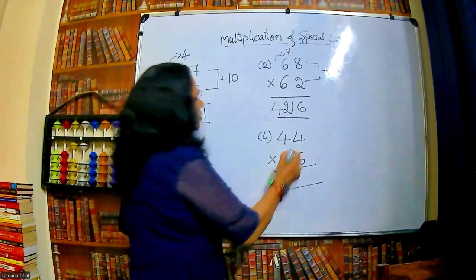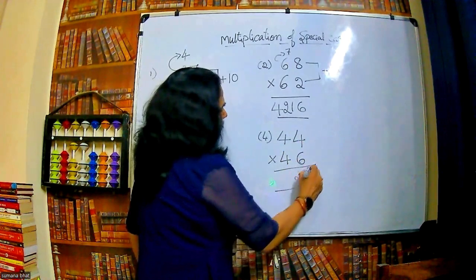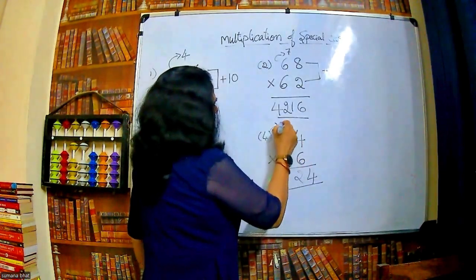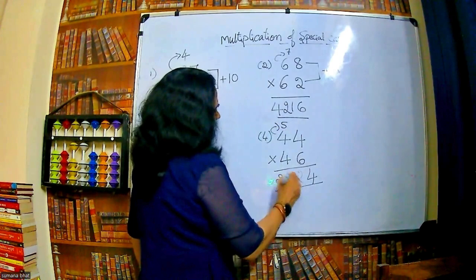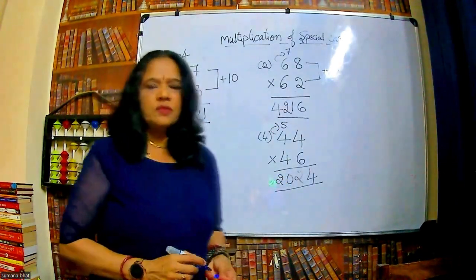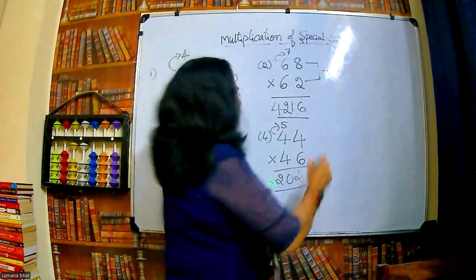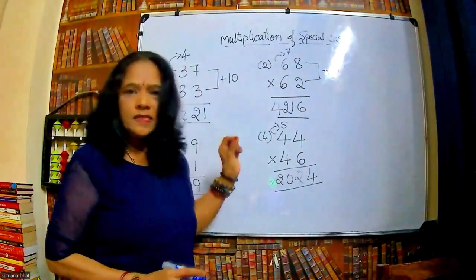Now 6 4s are 24. Multiply this with the next number. That will be 20. Answer is 2024. So, see, in the same way, very easily we can do it.